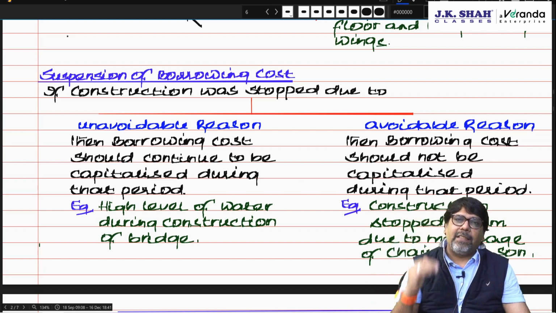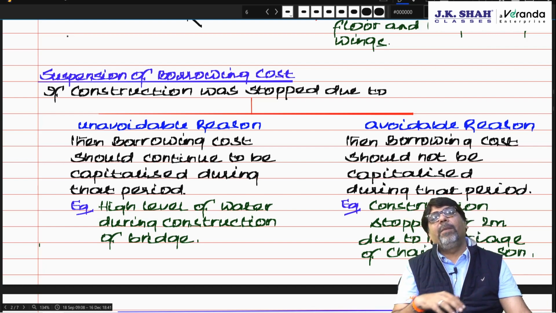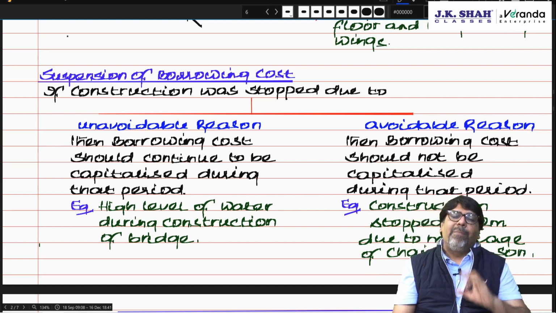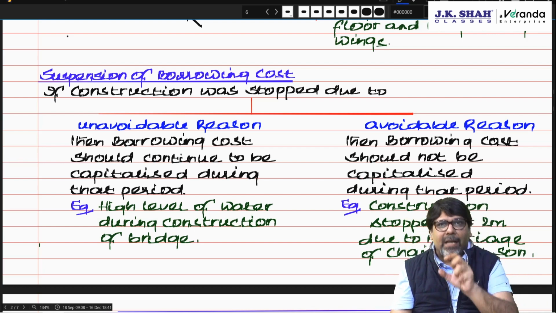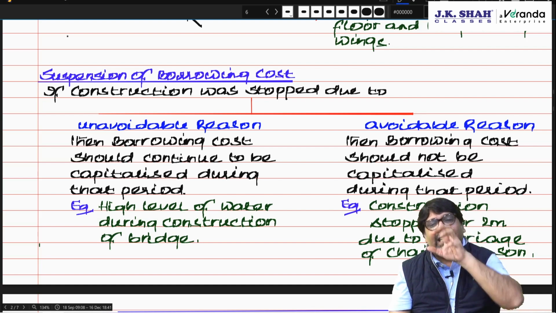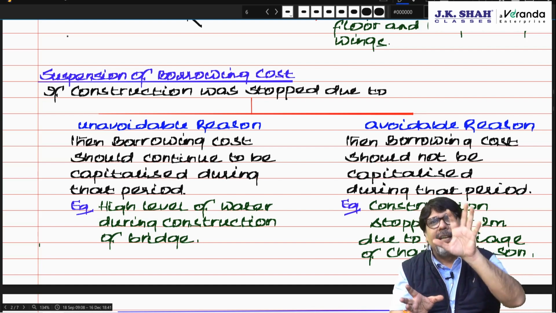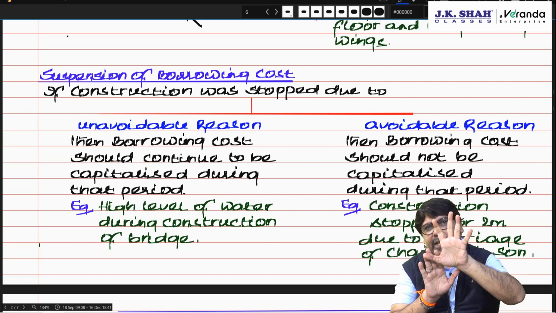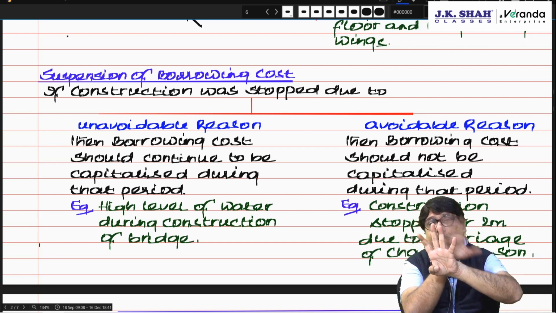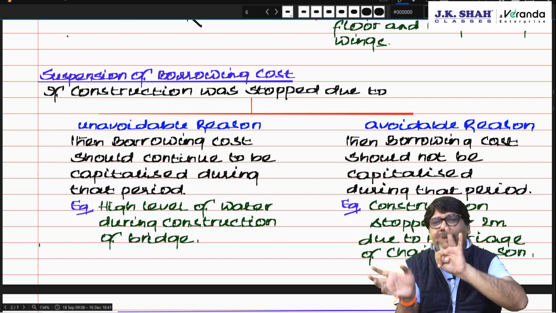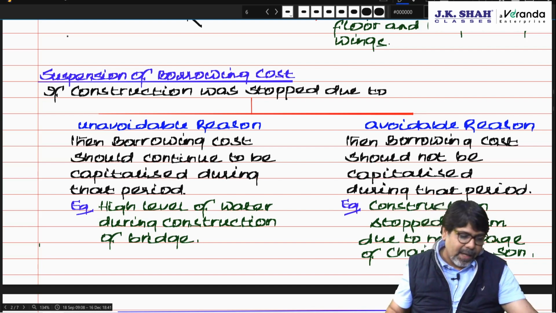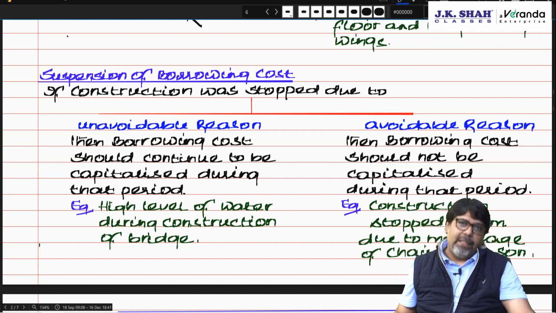If the asset is constructed in parts and each part is capable of independent use, then borrowing cost capitalization should stop on the part which is ready to use. Then the remaining borrowing cost should be capitalized to the work in progress asset. Say I give you a building being completed in 5 floors. First floor ready, stop. Borrowing cost attributable to the remaining 4. Second floor ready, borrowing cost attributable to now 3 only, not these 2. Correct? Now, suspension.